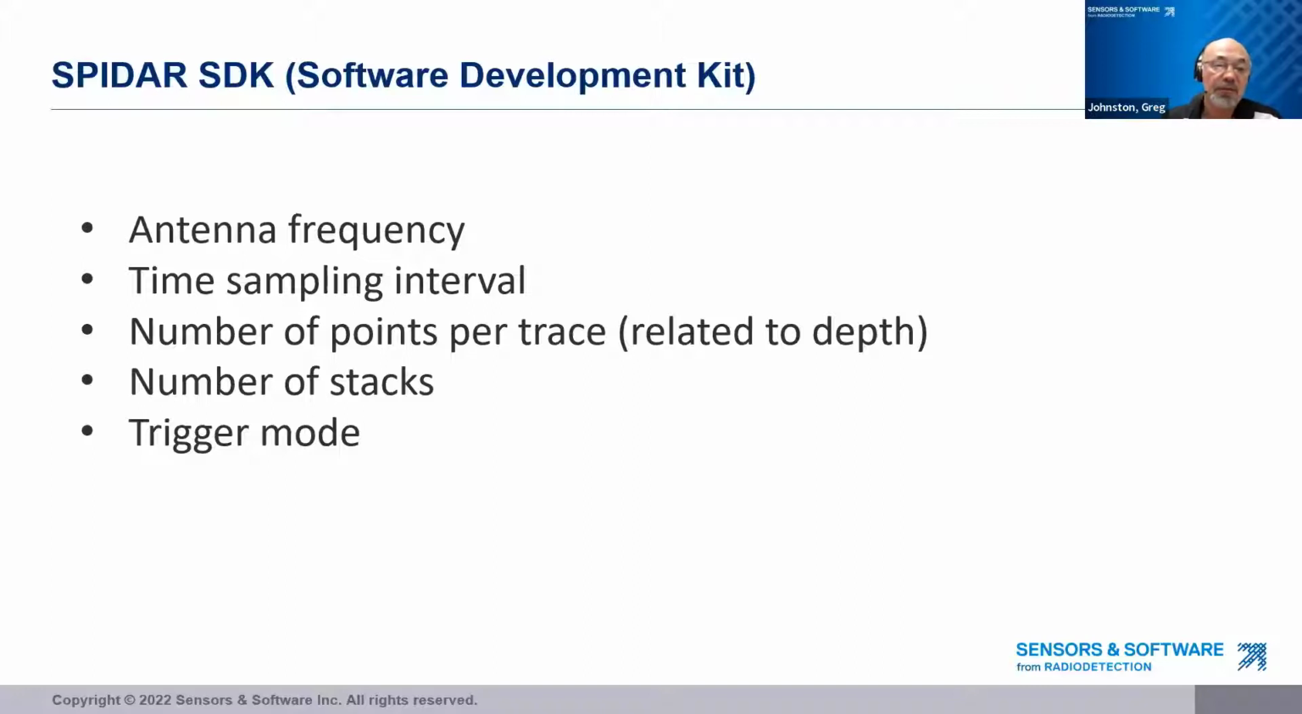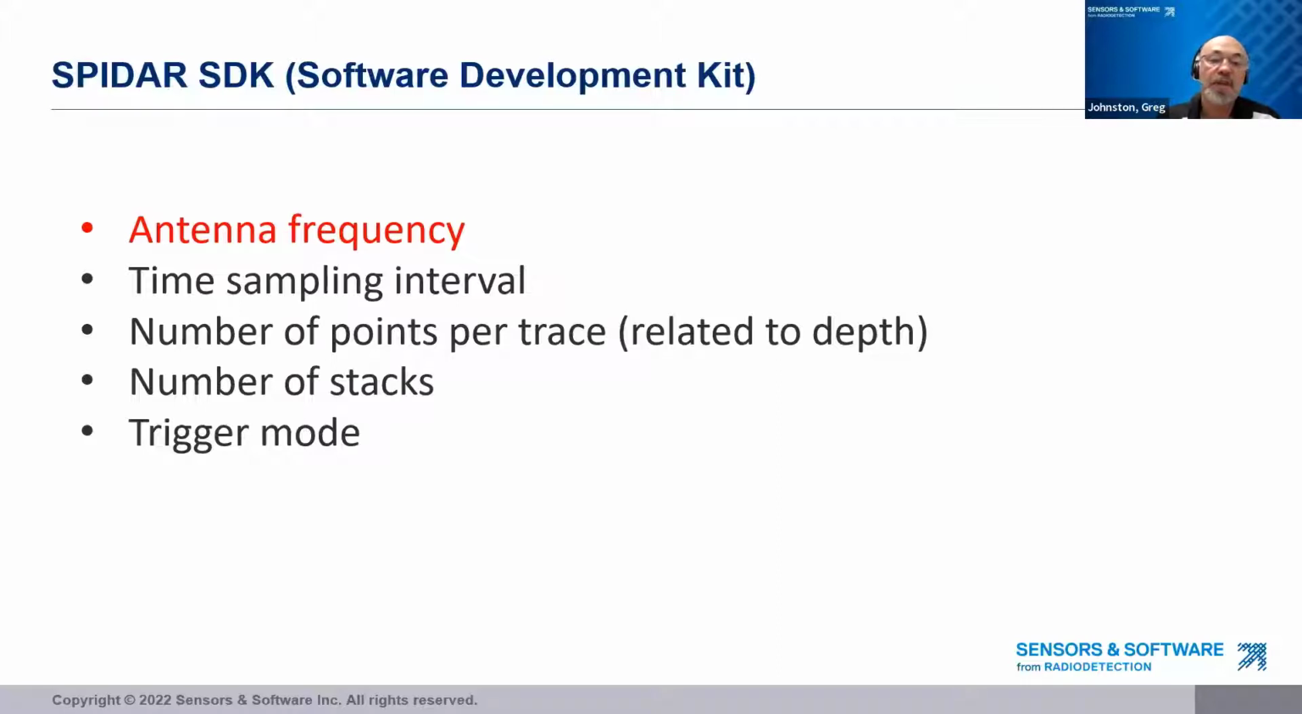So we're going to talk about antenna frequency, what frequency you're going to use, the time sampling interval, the number of points per trace, which is really related to depth. The more points you collect, the deeper you're going, the fewer points, the shallower you're going. The number of stacks, which is a way of increasing data quality. And then the trigger, how you're going to trigger the system, because your system could be doing anything. It could be crawling, it could be floating, it could be flying through the air. How are you going to be triggering it to collect data?